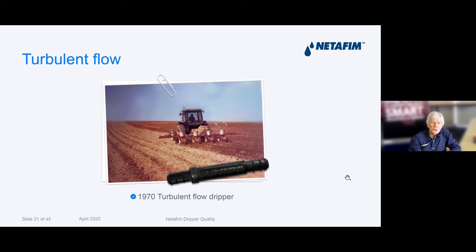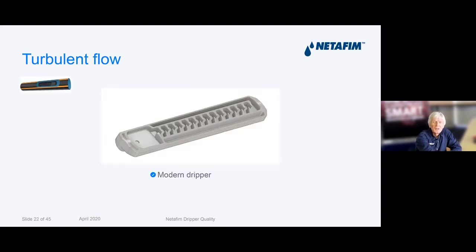Eventually, the turbulent flow dripper was formalized in 1970, and that is it there. The turbulent flow dripper, again, was a barrel-shaped dripper. Nowadays, a modern dripper has changed its shape, and it looks more like that. This is what we call a boat-shaped dripper. Instead of being a barrel-shaped dripper, this top part of the dripper is welded onto the inside of the pipe that you see there on the top left.